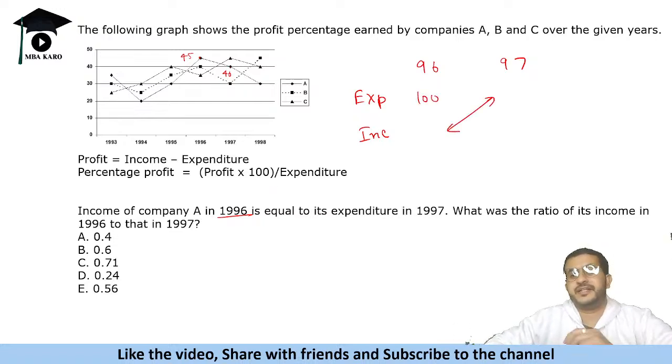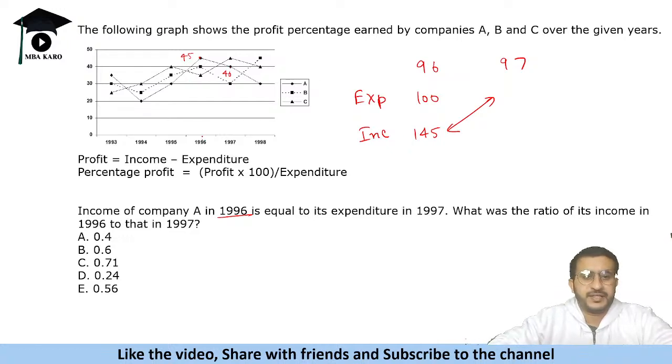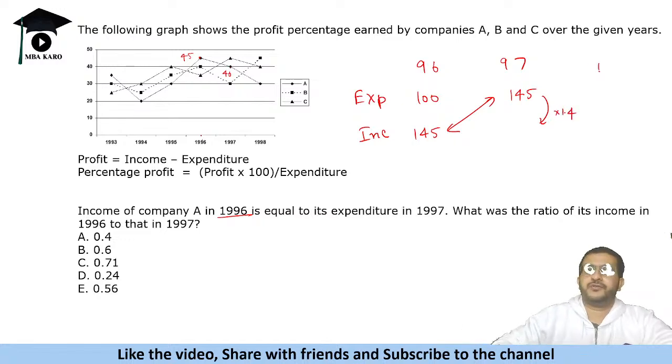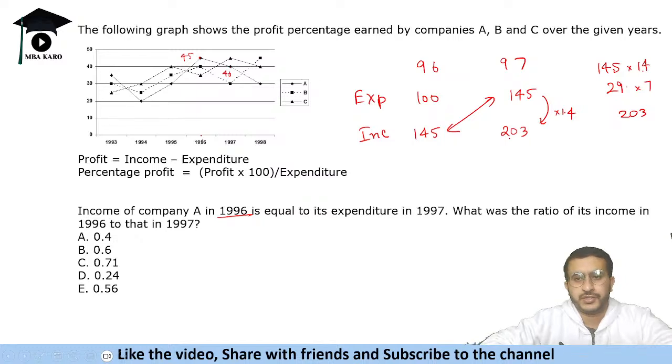So suppose expenditure in 96 was 100. Okay, so it means income in 96 was 145 because it says this is 1996, the expenditure is 100, so income will be 145. So this is the expenditure in 97, and it is 1.4 times. Okay, 145 into 1.4 करना है. So इसको double करो, that is 29, and this is 7. Okay, double करो 290 or 0.7. So you get 203. Okay, so income becomes this.